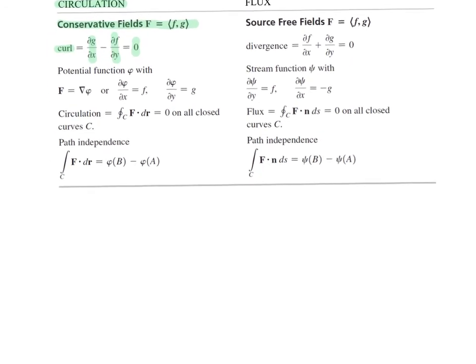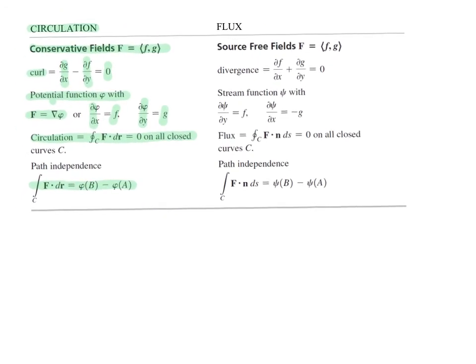So if you do have a conservative vector field, that means you have a potential function phi so that the vector field is equal to the gradient vector field of phi, which means that the partial derivative of phi with respect to x is the f component, and the partial of phi with respect to y is the g component. And that means that the circulation is 0. If you do have a conservative vector field, remember that when you compute this line integral, F dotted with dr, you can use the fundamental theorem of calculus, where you take your potential function phi of b minus phi of a.